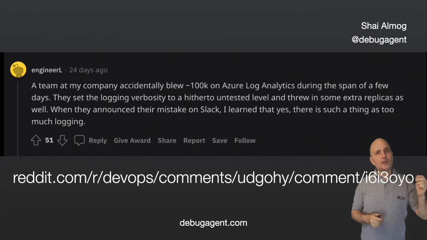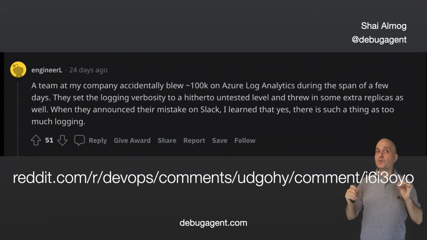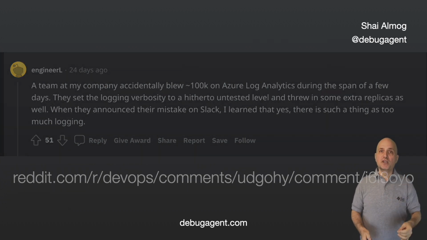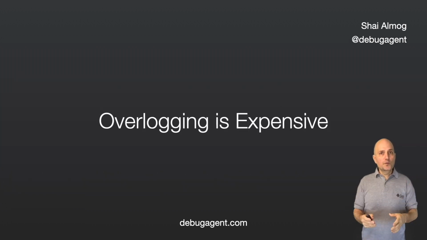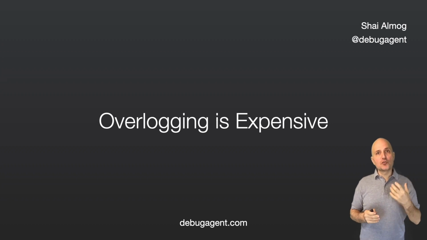A recent Reddit thread described a situation where a new project spent 100,000 USD on Azure logging ingestion costs over the span of a few days. Notice that this would have probably affected AWS or GCP just the same. This was just a sample of too much logging, creating an unreasonable bill. Overlogging is a major problem.